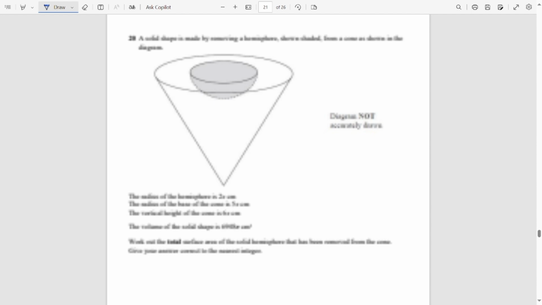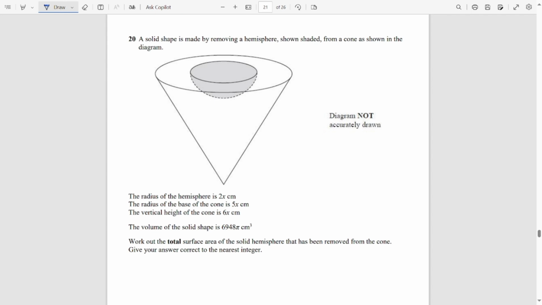Okay, next question. We have a cone and a hemisphere. This is like a volume and surface area kind of question. They actually give us the volume of the solid shape. So this is a cone with a hemisphere being removed, and they tell us the volume, and we want the surface area of the solid hemisphere that has been removed.